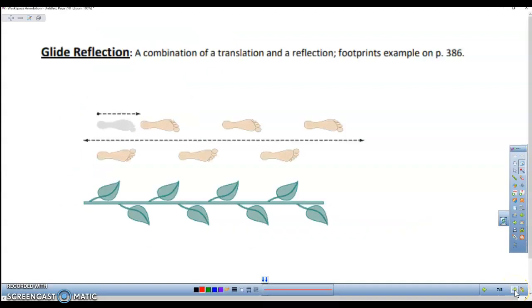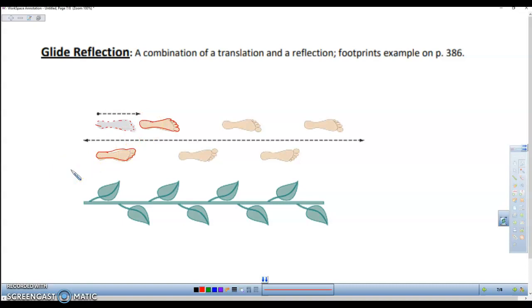All right, and then the last thing on today's notes is what's called a glide reflection. A glide reflection is simply a combination of both a translation and a reflection. So when we start off with this foot, here's the original foot. If you reflected it, it would be here. But then you also translated it, so that gives you the second foot here. That's called a glide reflection because you're doing two things: translating, like gliding or sliding, and reflecting, alternating.